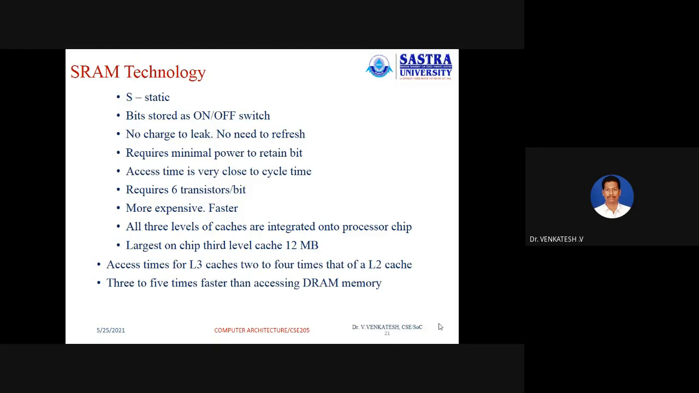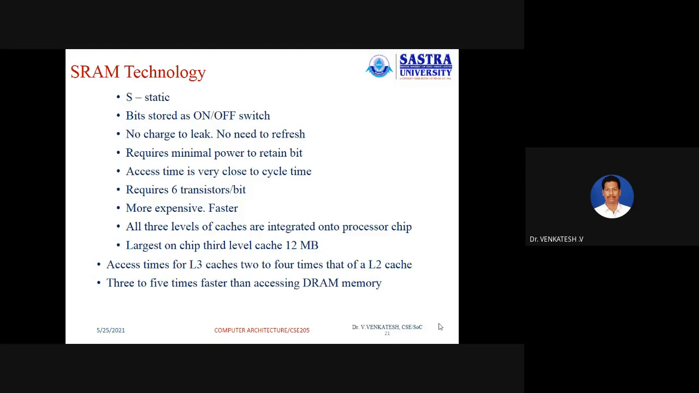It is 3 to 5 times faster than accessing DRAM memory. Soon we are going to see dynamic RAM. Compared to dynamic RAM, this SRAM will be 3 to 5 times faster. Why? Because in DRAM we need some additional circuitry and other things. We are going to see what challenges we have in DRAM.